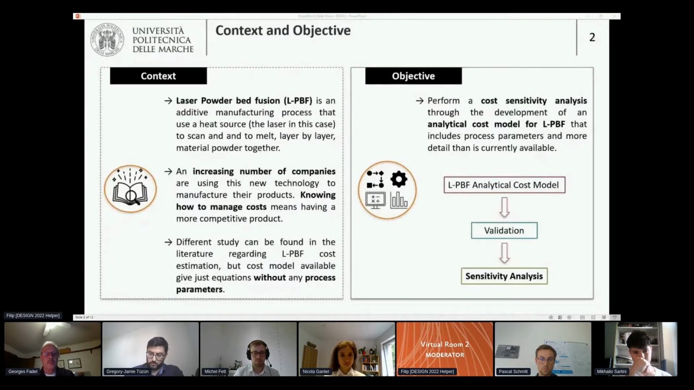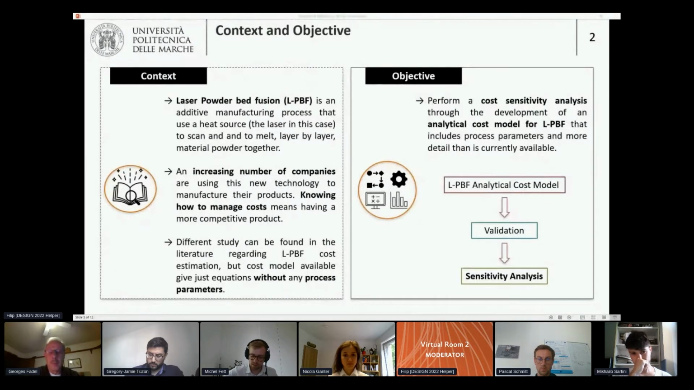So, on one hand, design engineers must quantify and evaluate the cost of their design solutions through a properly developed cost model. On the other hand, design teams should be aware of additive manufacturing cost drivers to develop a competitive product. And sensitivity analysis allows designers to identify such cost drivers.